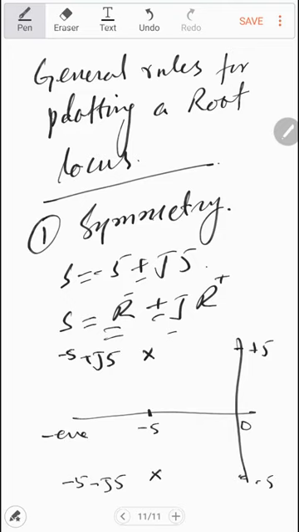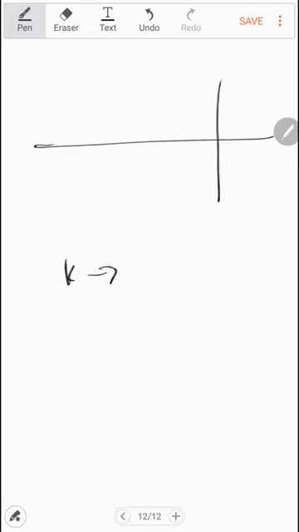So remember that if there is a pole, the root locus is the path traced by the pole as you increase the value of k. So as you change the value of k from 0 to some higher value, say infinity, the pole will change its path. If this one is moving upward, then this one will also be moving downward in the same direction.